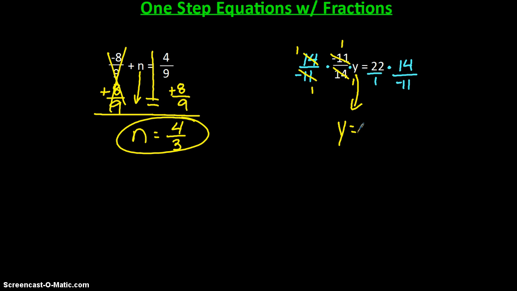On the right-hand side, I can't find a common factor between 1 and 14, but what I can find a common factor between is 22 and negative 11. Common factor of negative 11. So negative 11 divided by negative 11 is 1. Negative 22 divided by negative 11 is negative 2. And now it's a simple integer problem of negative 2 times this positive 14, which we know is negative 28.